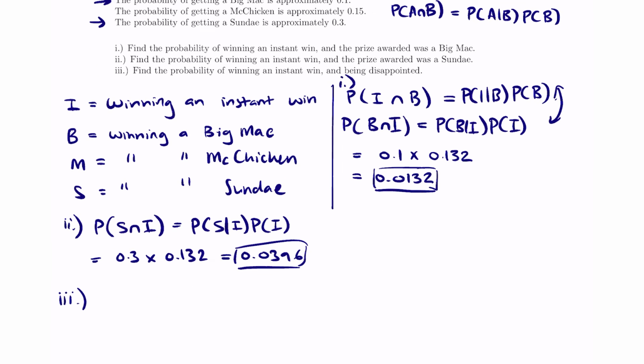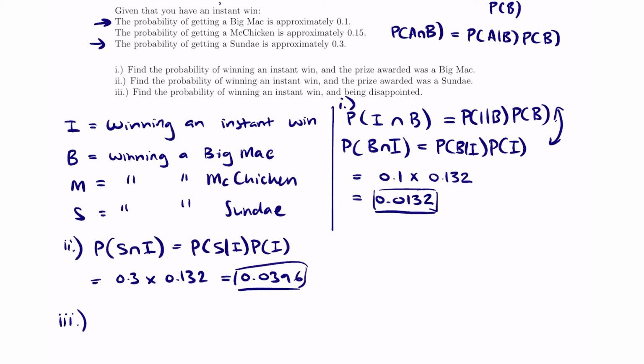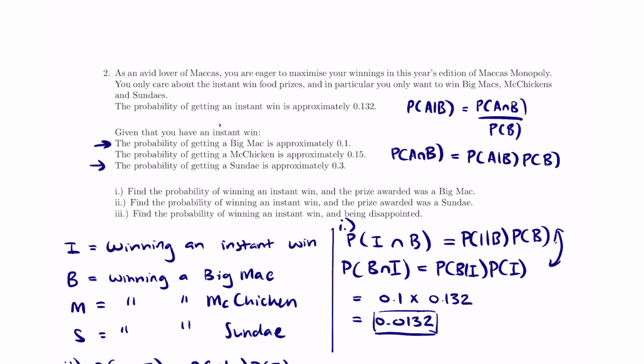Okay, and so if we look finally at part 3, we're going to find the probability of getting an instant win and being disappointed. So how do we work this out? What's the probability of being disappointed? If you remember, we only want Big Macs, McChickens, and Sundays. So essentially, if we get the union of getting a Big Mac, a McChicken, and a Sunday, and then subtract that from one, we'll be able to get the probability of getting something else, which is not what we want, and then we're definitely going to be disappointed in that case.